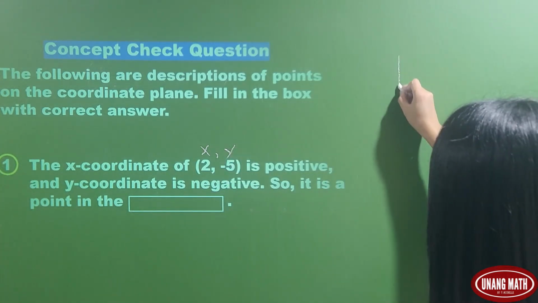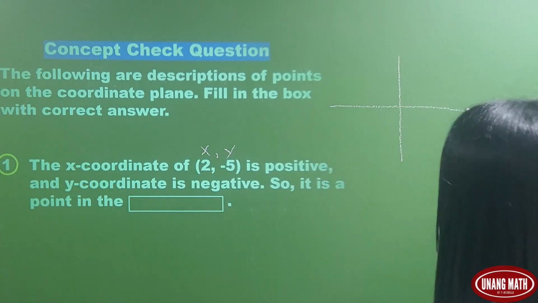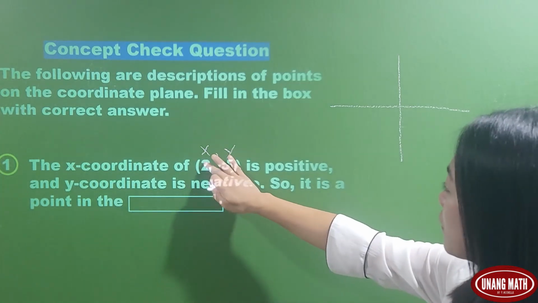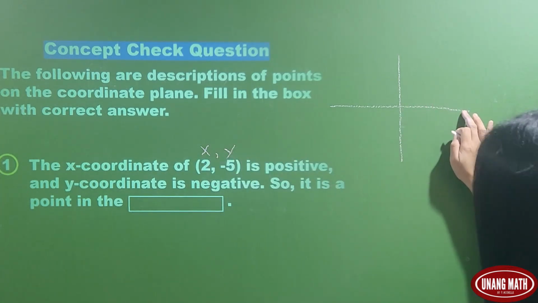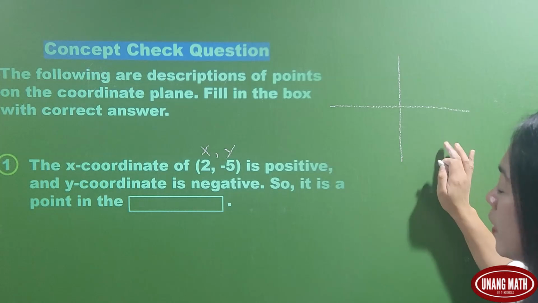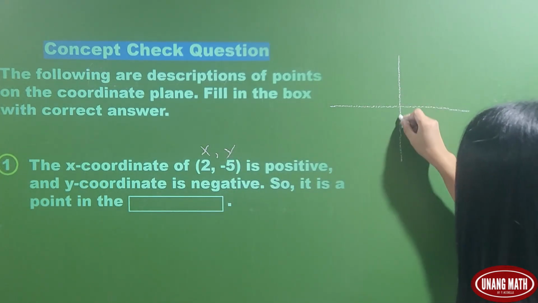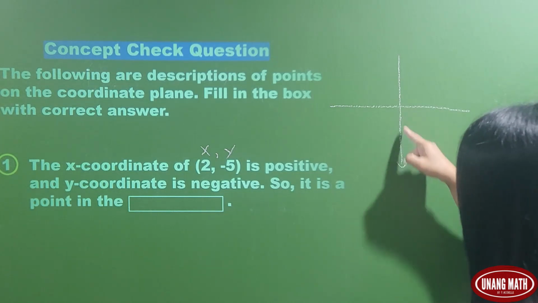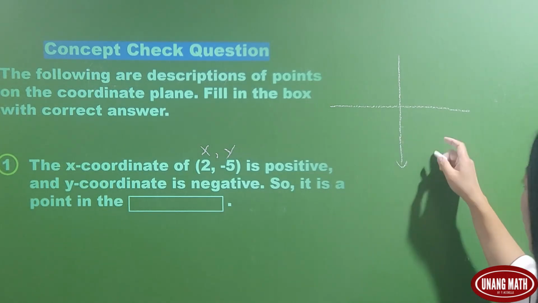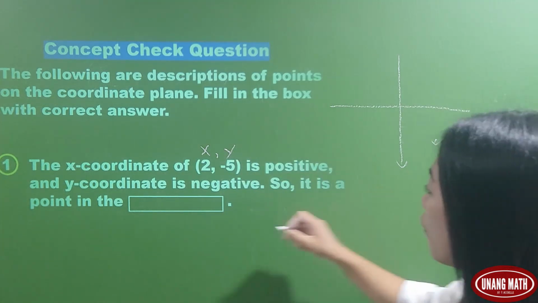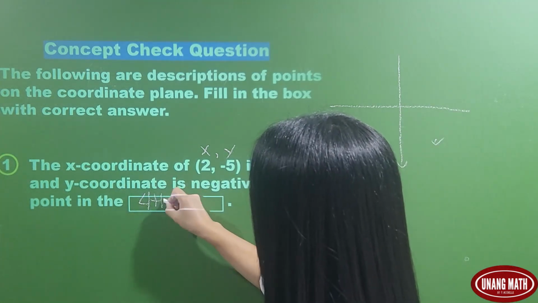Okay, let's show this ordered pair in our coordinate plane. The x-coordinate is positive, so it's either the first or fourth quadrant. Okay, the y-coordinate is negative 5. So this part of the y-axis is negative. So it means (2, -5) is in the fourth quadrant.